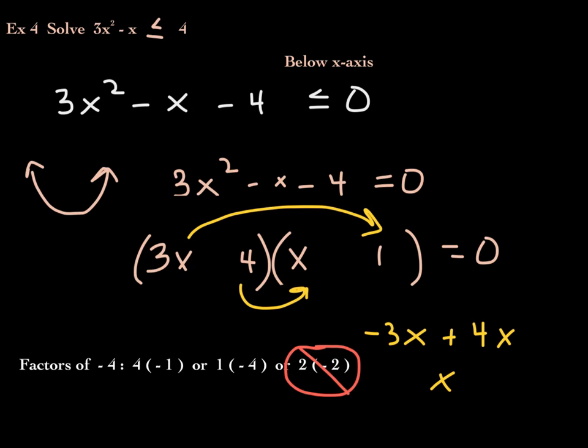So let's make this one negative and this one positive. Let's check that. All right, check that distribution. Now you're getting positive 3x and a negative 4x, which indeed gives you negative 1x. Bingo, that's the middle term that I wanted. So we have the factorization.